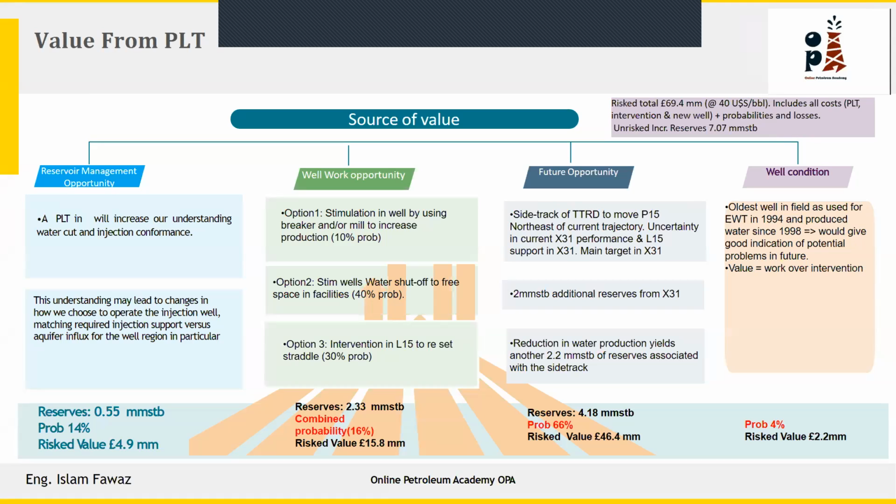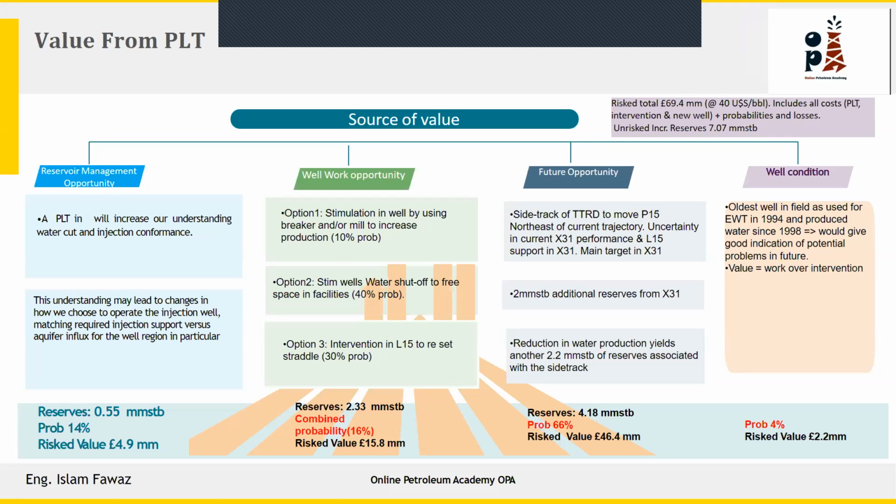Okay. Also, a source of value for future opportunity. We have a future opportunity to track from this well to another location here. We have uncertainty in this well for its performance. This is, for example, here. And if we drill another well, this leads to an increase of 2 million STB here, and reducing the water production will yield another 2.2 million STB of reserve associated with this. The reserves are around 4.1. This is from this branch, and the probability is around 66%, and the risk value is around 46.4.